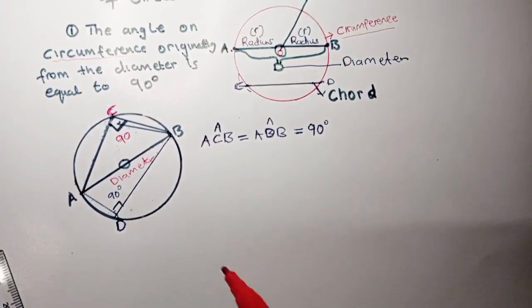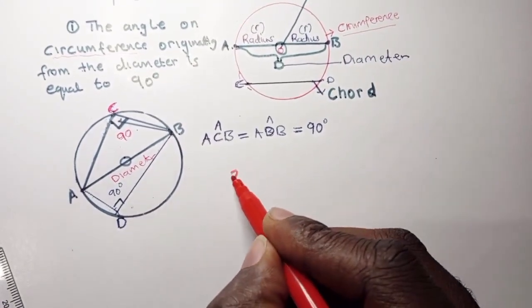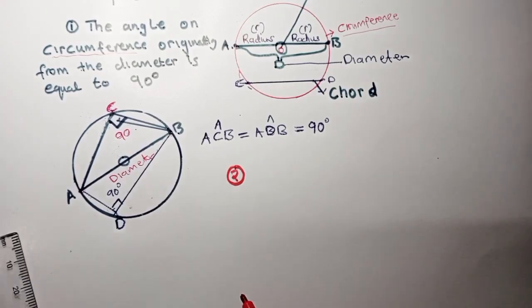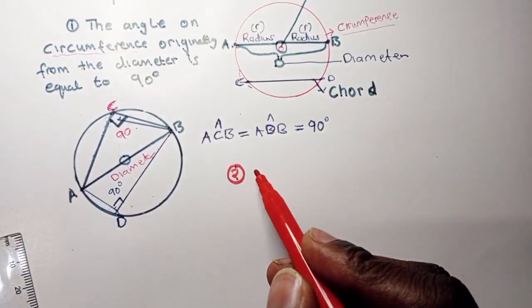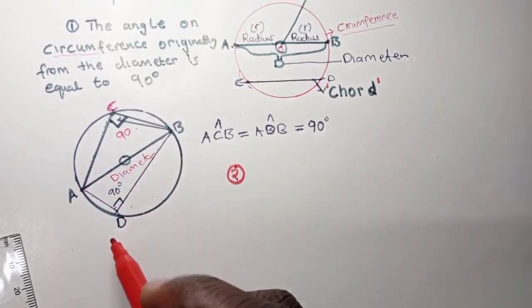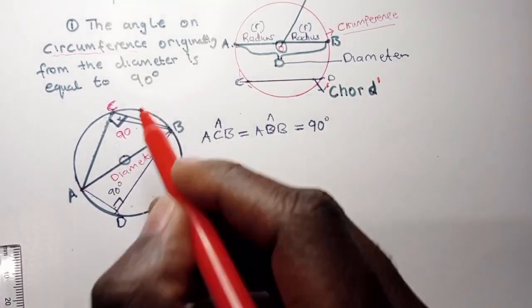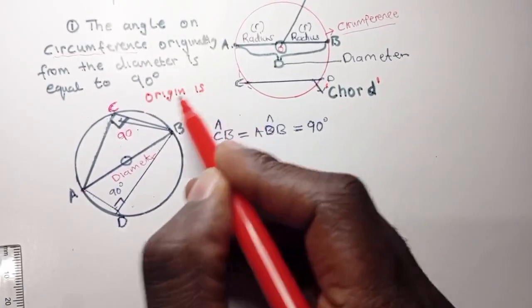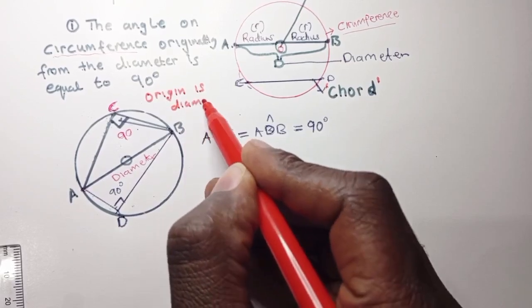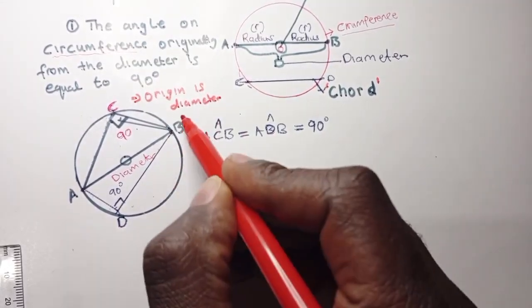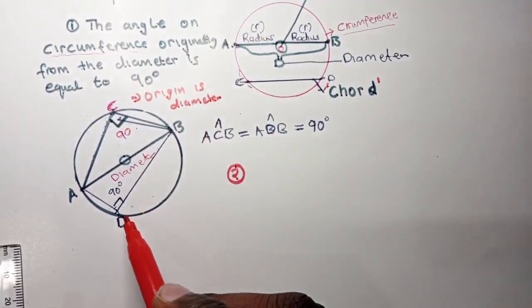Property number 2. I want you to listen close. We'll talk about the chord. Here the diameter was the origin. Origin here is diameter. So origin must be the diameter and the angle must be on the circumference.